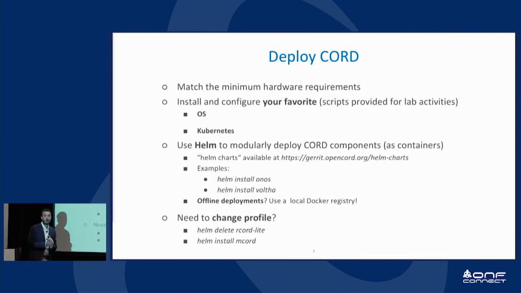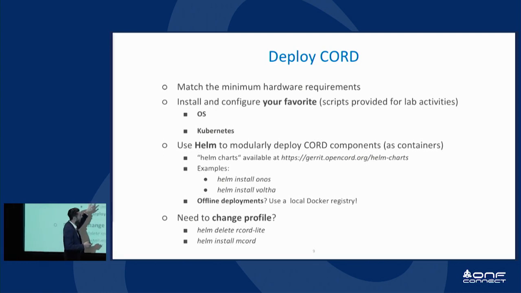So what deploying Cord means today, what you have to do. Again, you match the minimum requirement. You install and you configure your favorite operating system. Could be CentOS, could be Ubuntu, could be really whatever. You install Kubernetes on top, and then you use Helm to modularly deploy Cord components.